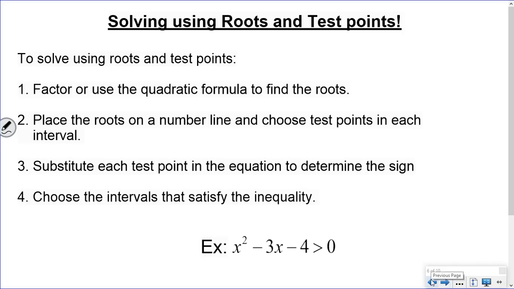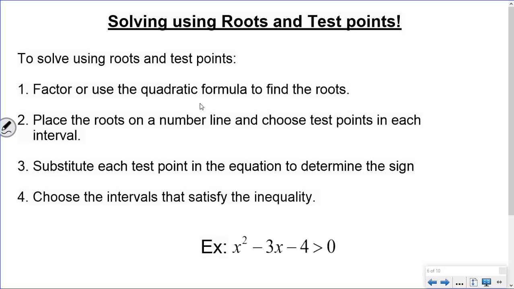Okay, so the other strategy we have is to use roots and test points. So instead of looking at my graph and trying to figure it out from there, we can just look at the roots, just look at the x-intercepts and say, okay, well, what happens on this side and what happens on that side? So to do that, first off, we're going to factor, or use the quadratic formula. We're going to figure out where the roots are.